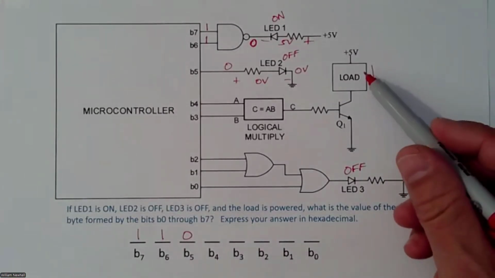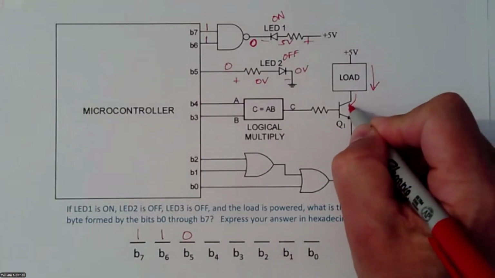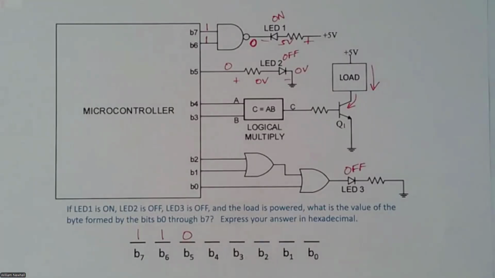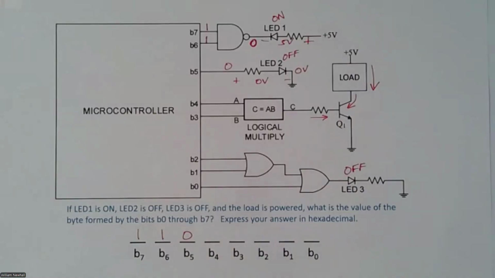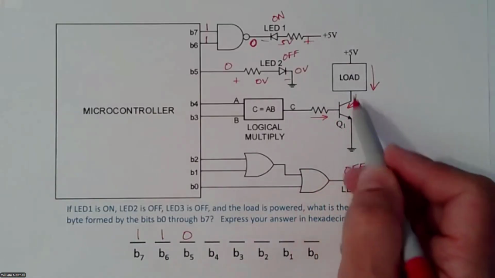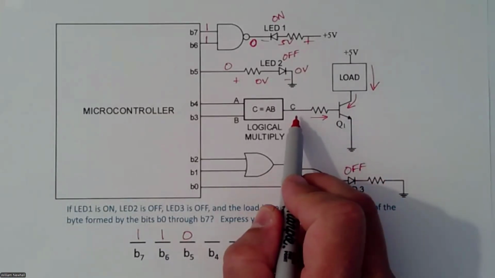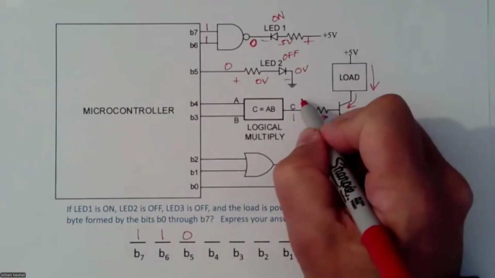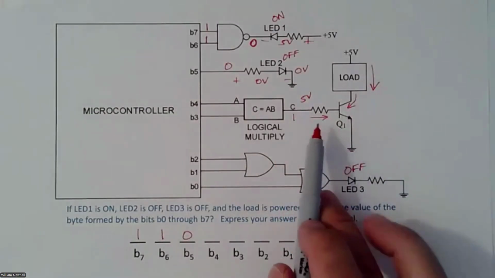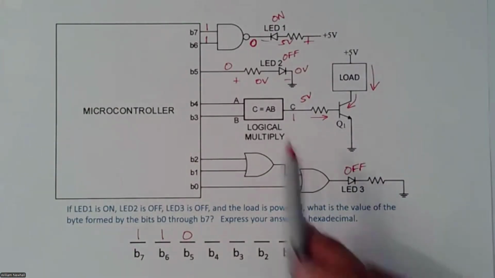Okay. Then this load is powered. Okay, so there's collector current flowing through this transistor, which means there must be base current flowing through that transistor. And to have base current flowing through that transistor in order to saturate it, we're going to need a non-zero voltage at C. So that has to be a logic level 1. And if this is 5 volt logic, that's going to be 5 volts. So we assume that resistor was designed so that this transistor saturates when 5 volts is applied.